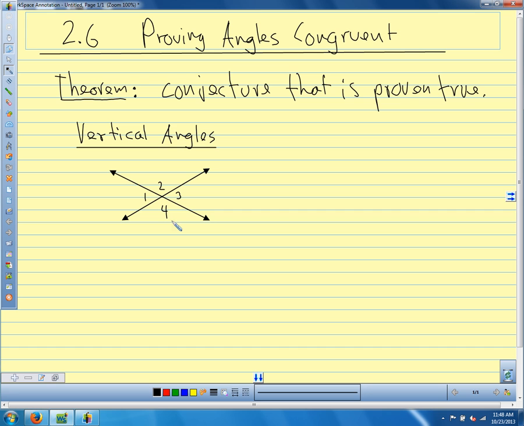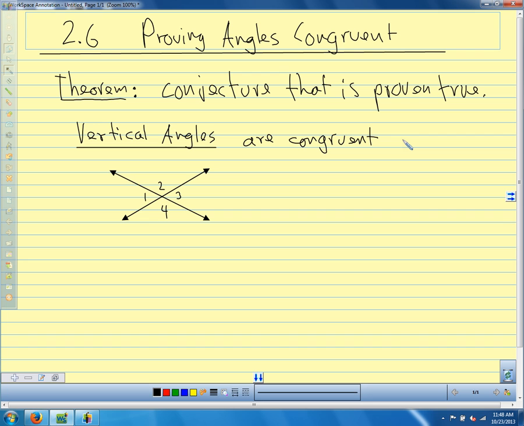How do their measures compare? They're equal, they're the same, right? And angle 1 and 3? We said the measures of those angles were the same. So we said vertical angles were congruent. So we said that was our theorem, that our vertical angles are congruent. Well, today we're going to prove that.